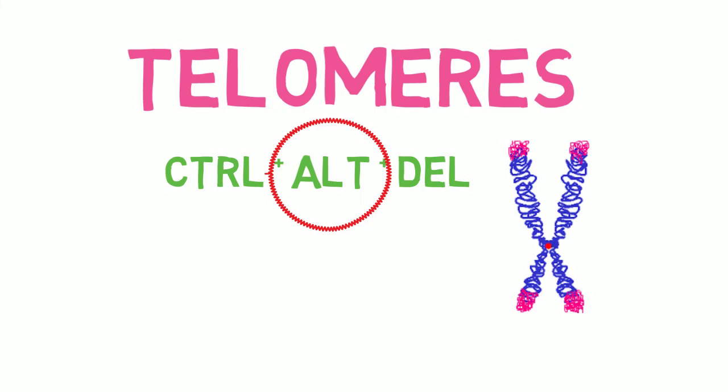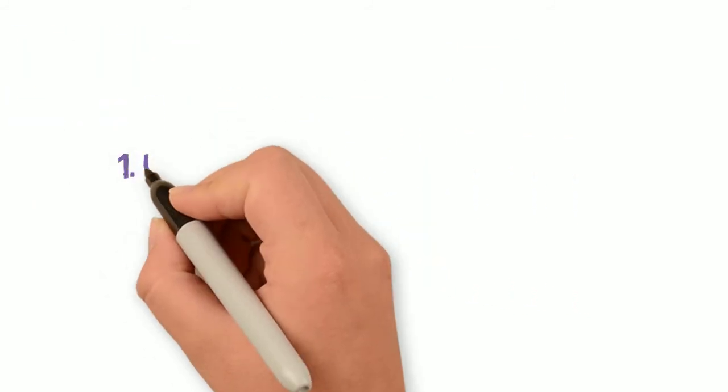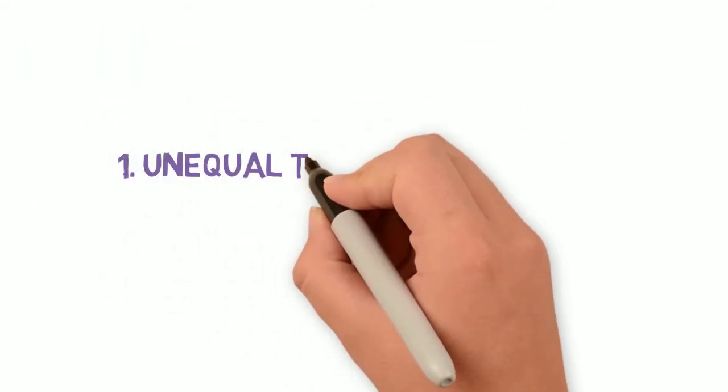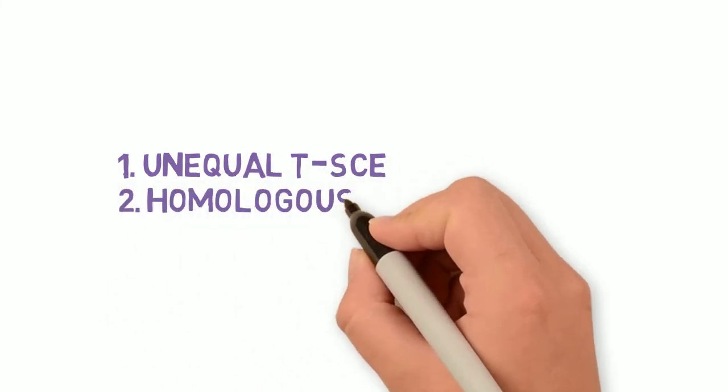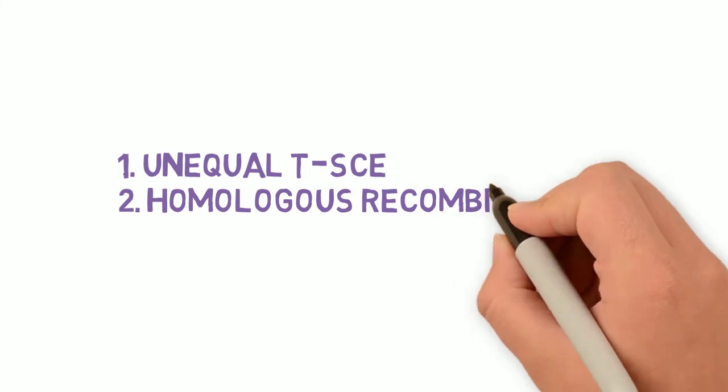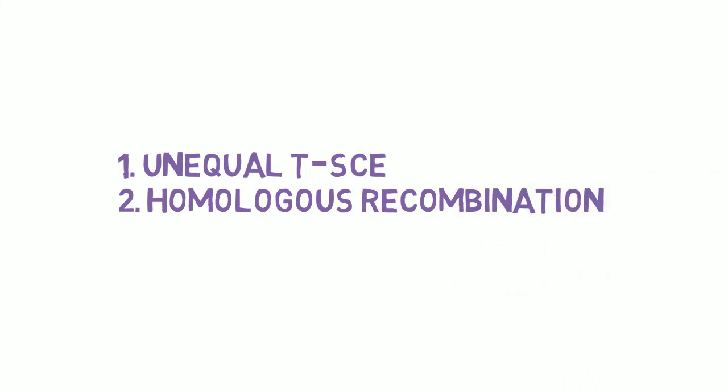Although it's agreed that ALT requires a DNA recombination step, the mechanism of lengthening is uncertain. Two have been proposed. The first is unequal telomeric sister chromatid exchange, or TSCE, and the second is homologous recombination, and these are not necessarily mutually exclusive.